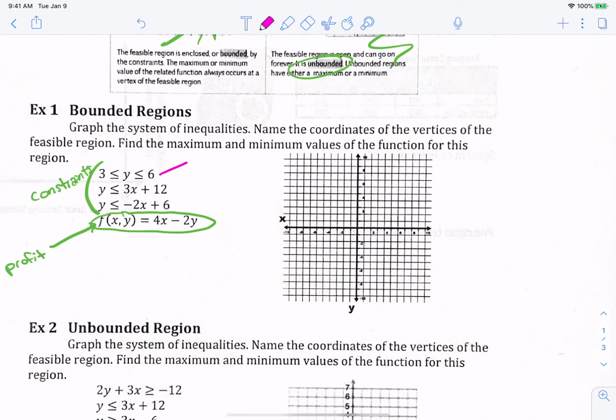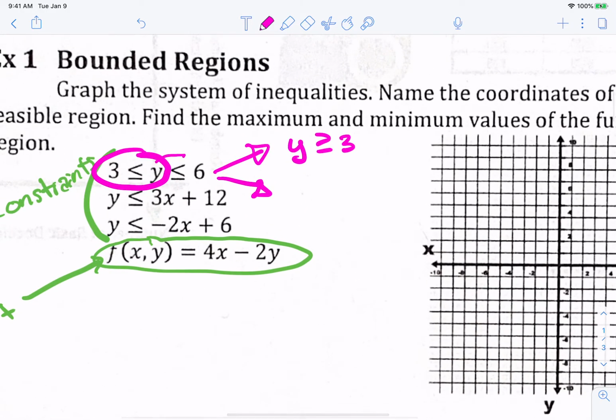And this top one, where it says 3 is less than or equal to y, which is less than or equal to 6, I'm actually going to split him into 2 pieces. Okay? So if they say 3 is less than or equal to y, that's another way of saying y is greater than or equal to 3, right? If I write this guy, but I flip him around, that means y is greater than or equal to 3. Does that make sense? Okay? And then I have y is less than or equal to 6. We have those things going on.